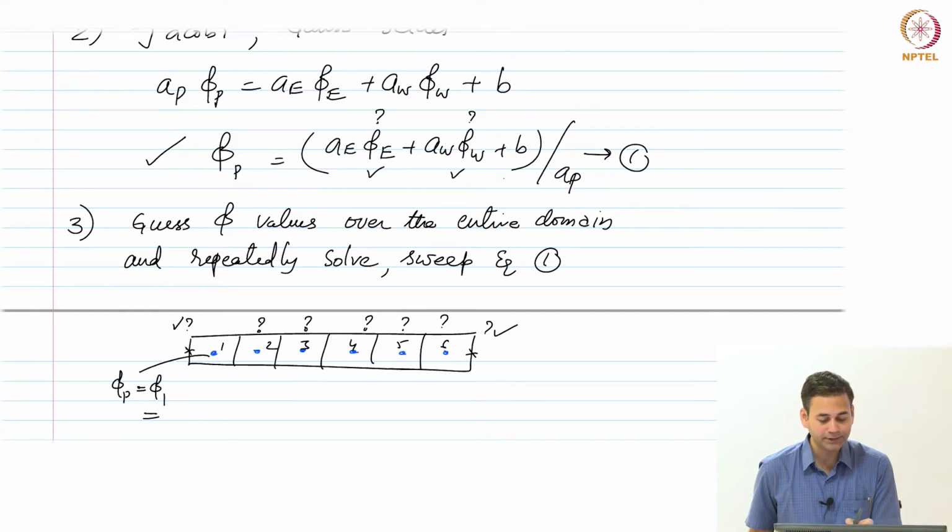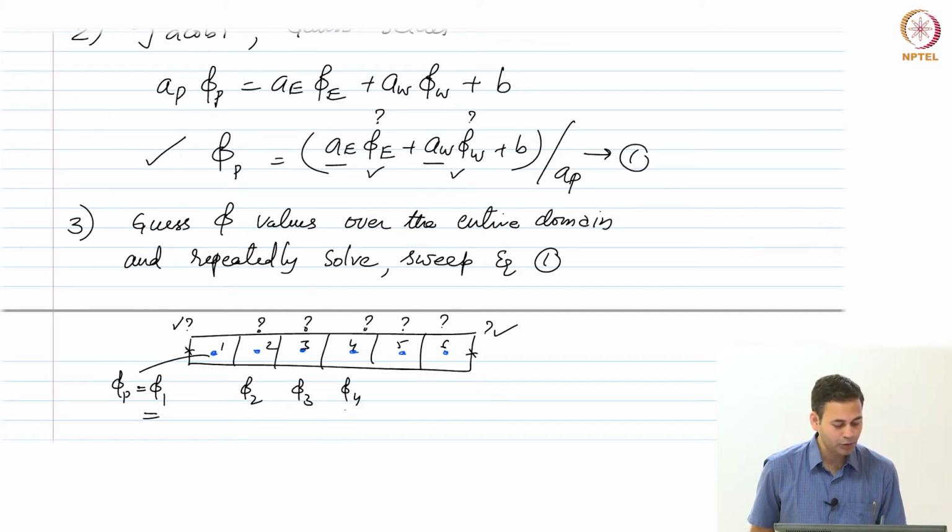These are all the guesses, and you already know what B and A P are, and the coefficients are all known. So, essentially solve for phi P, and then you go to the next cell, cell 2, and solve the corresponding equation for phi 2 in terms of phi 1 and phi 3. Then you go to phi 3, use the values of its neighbours, and solve for this. That is what we do in Gauss-Seidel.